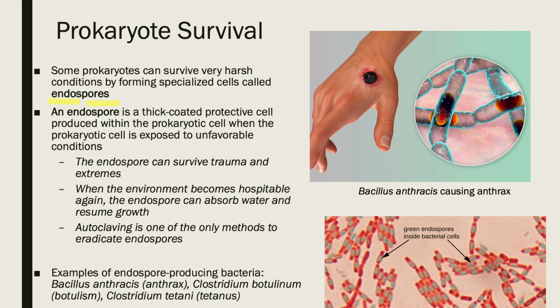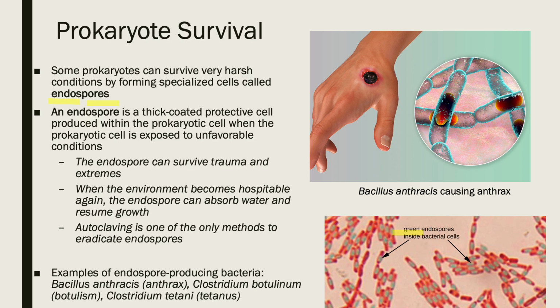So if something happens to an endospore-forming bacteria, let's say some Lysol were sprayed on it, and that bacteria detected, oh crap, I'm about to die, it will immediately form a protective coating around its DNA to save that DNA from getting destroyed. When the conditions become favorable again, that endospore will dissolve and the cell will regenerate, which makes endospore-forming bacteria extremely notorious and highly pathogenic. They're very dangerous because of this.